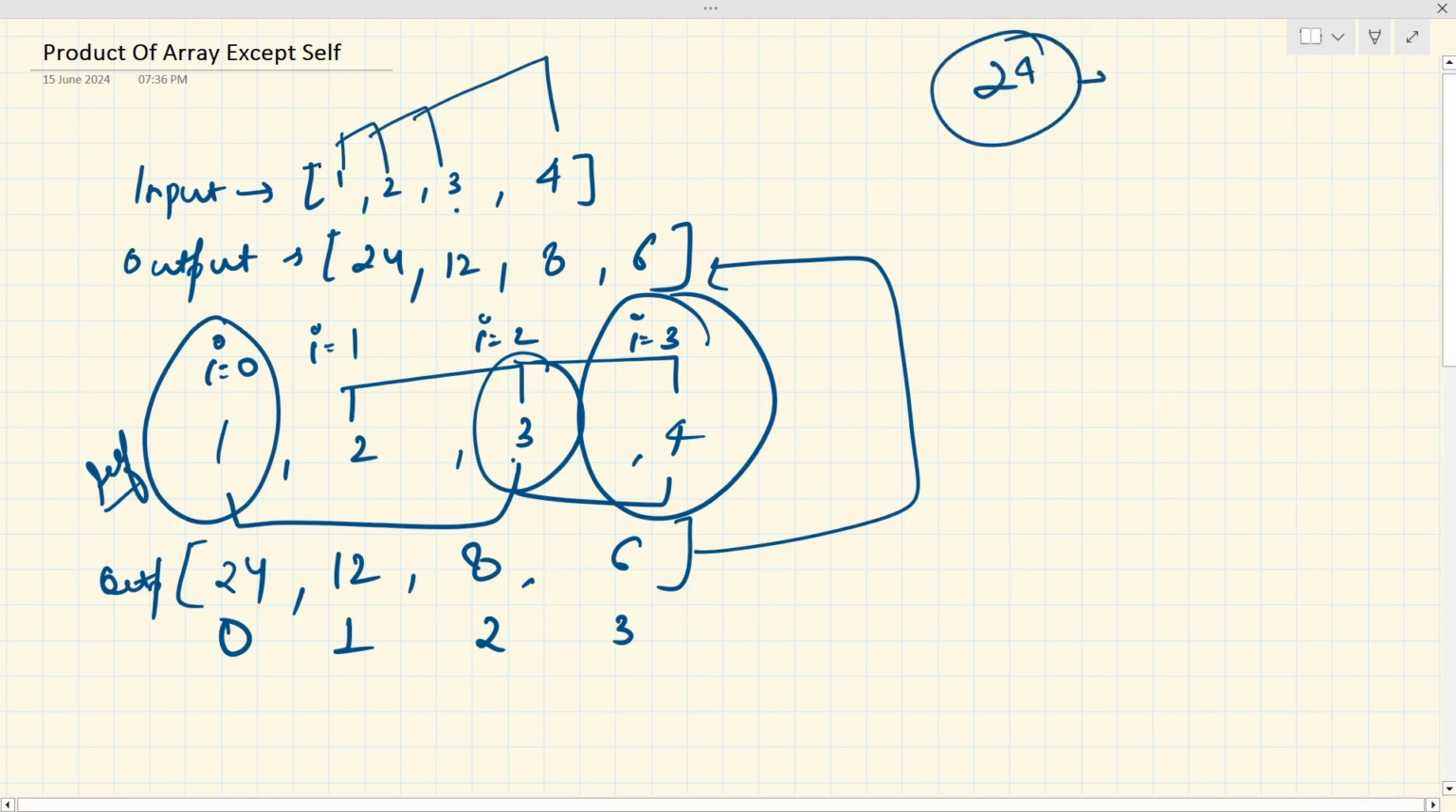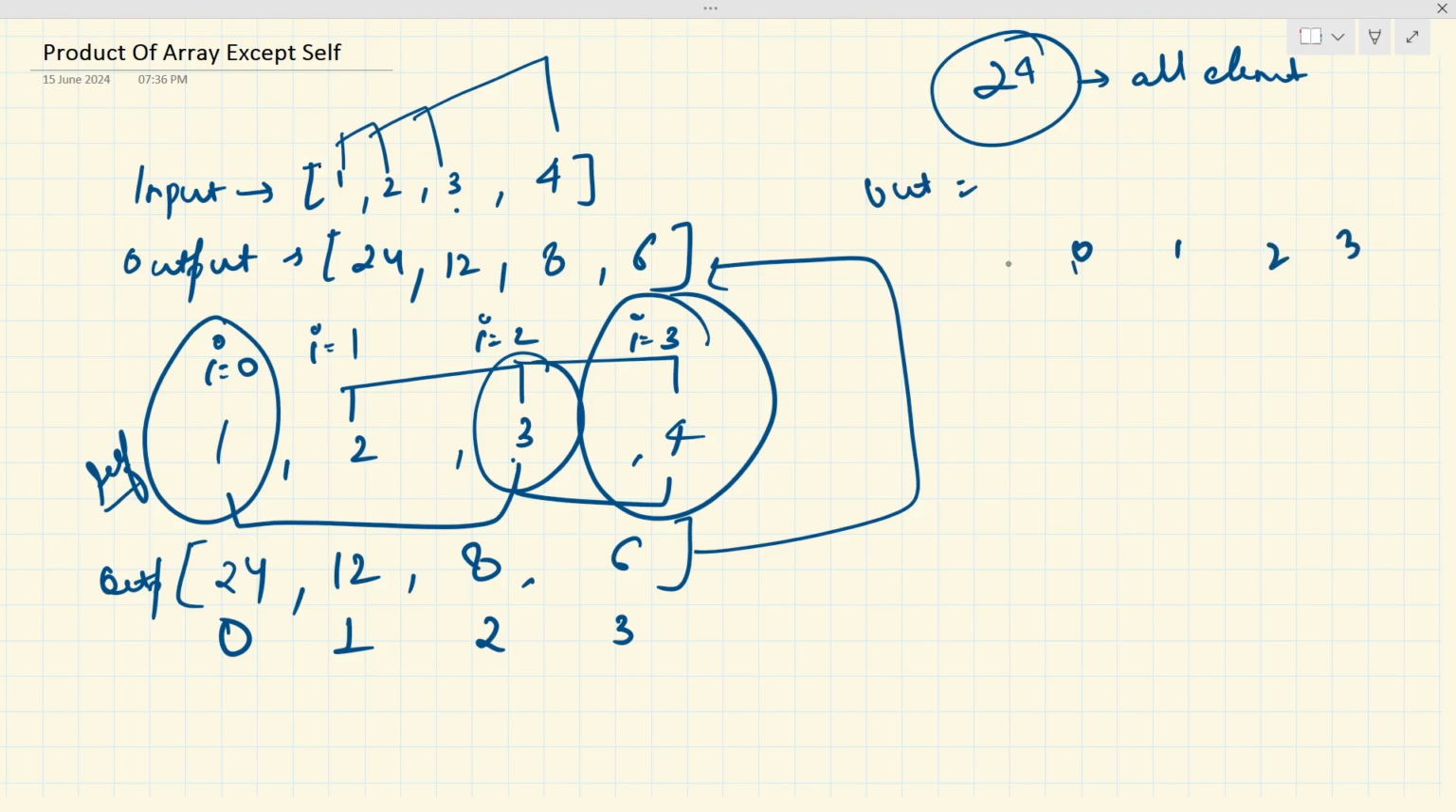So if I multiply all the elements, we will get 24. Now for the output, we have 0 index, 1 index, 2 index, 3 index. What I do is, whatever the input is at our 0 index, which is 1, I divide the multiplication of all the elements by the value at that index. So this is the basic approach.